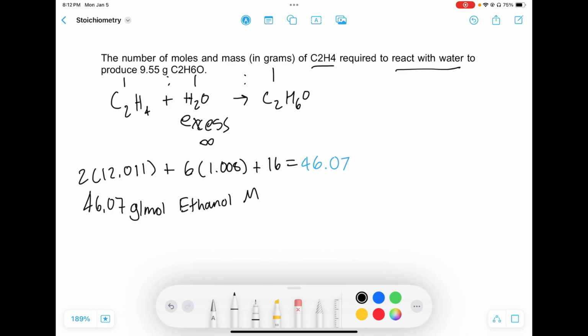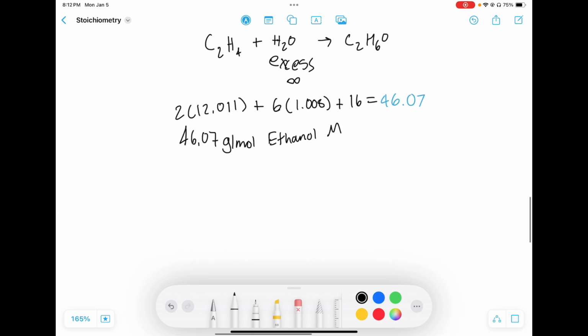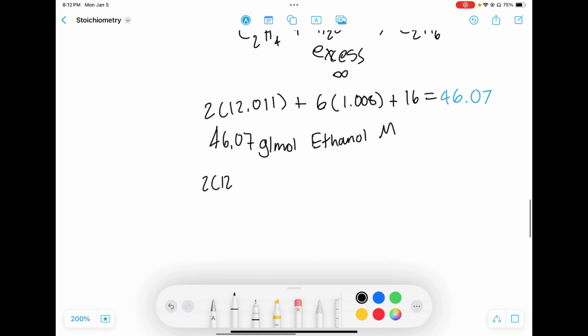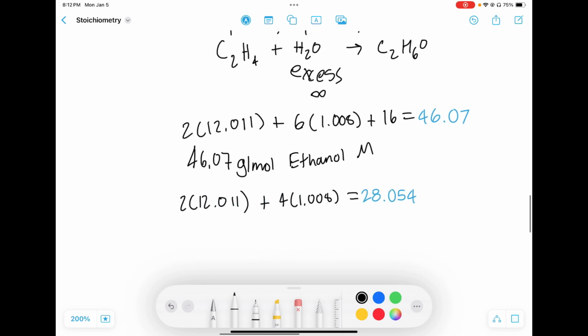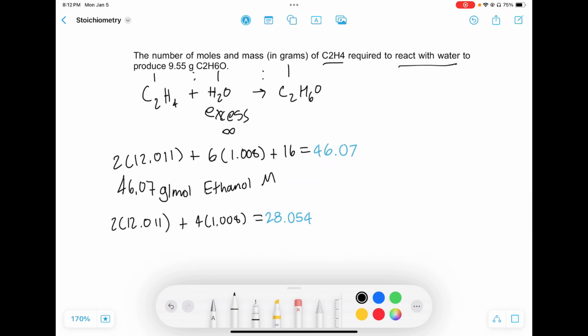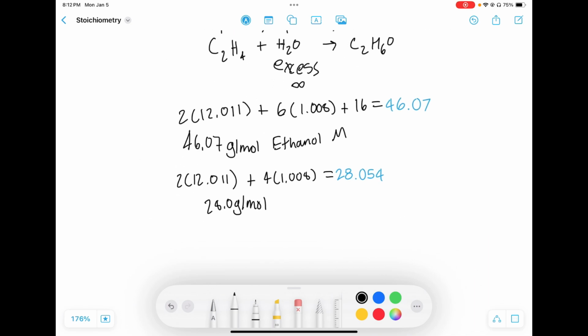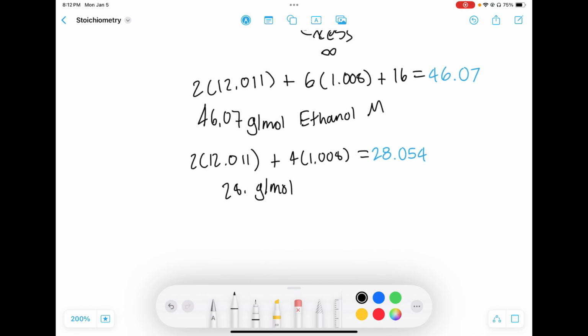And we use a big M, not to be confused with molarity, to denote molar mass. So next, let's do ethene. So ethene, we have two carbons, so again, 2 times 12.011, and four hydrogens, so plus 4 times 1.008, which will give us 28.054. And now we can go and write 28.054 grams per mole of ethene. I was messing around with the sig figs here, but in my opinion, it's best to use all that are given to you.